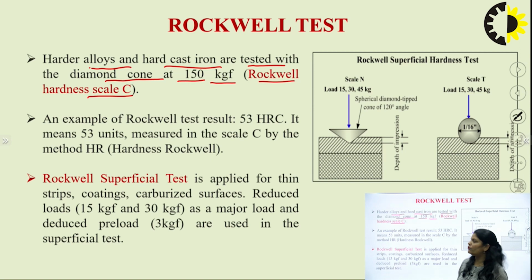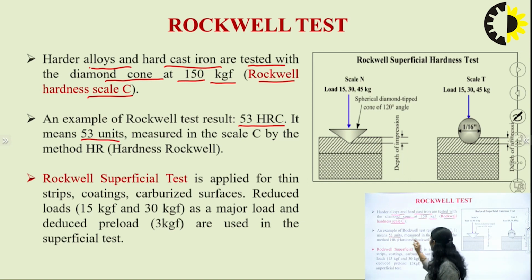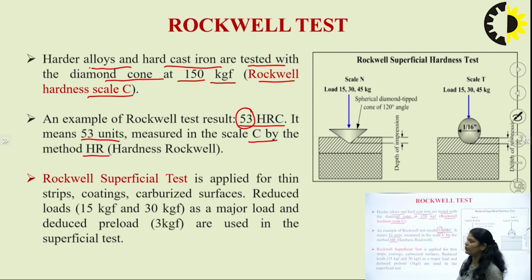Now we are taking one example like 53 HRC. What is the meaning of this? It means 53 units, this number is showing the units, and it is measured in the scale C by the Rockwell hardness. HR is the Rockwell hardness, C is showing the scale, and this is the number of units.